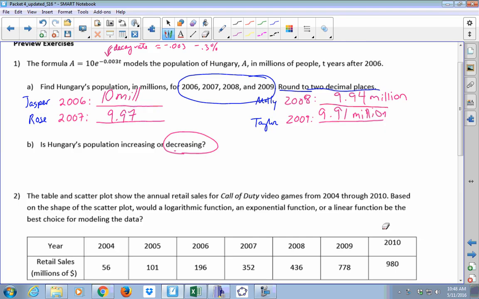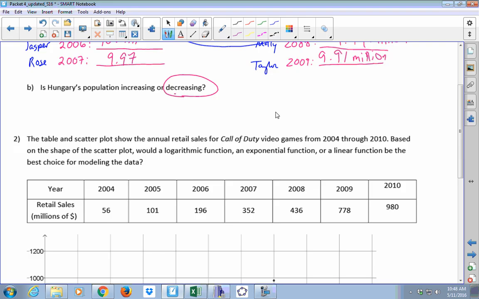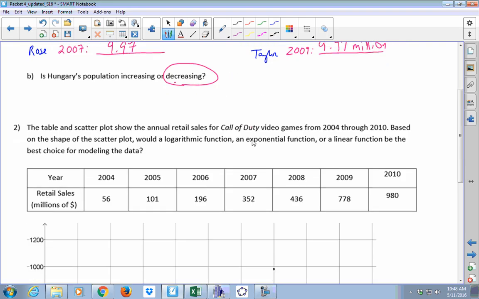So the population is decreasing, and this is unusual. As I mentioned, there are a few other countries, Germany being one of them, that has a population rate that's negative. It's declining versus growing. So this is a population that's decreasing.